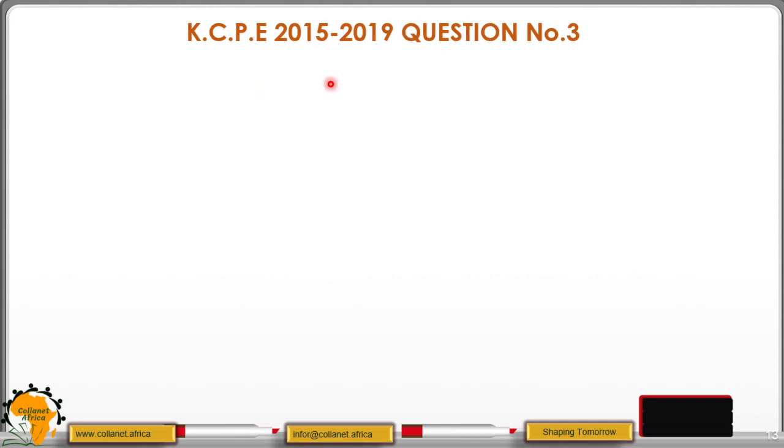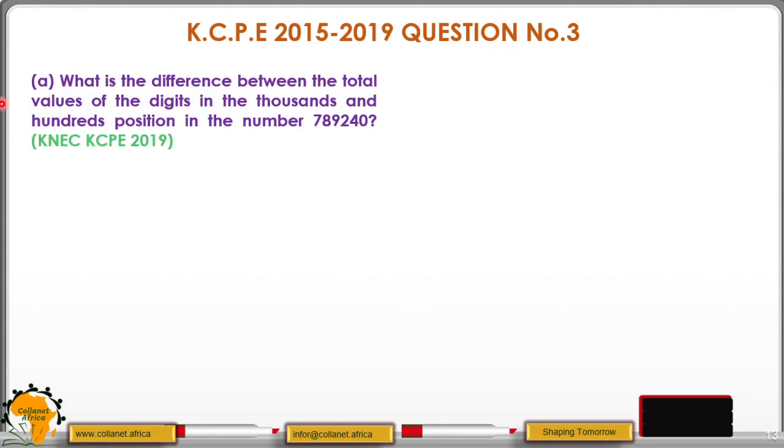Hello dear learner, welcome to our third lesson on KCPE revision 2015 to 2019, and here we are going to deal with question 3. The first question: what is the difference between the total values of the digits in the thousands and hundreds position in the number?